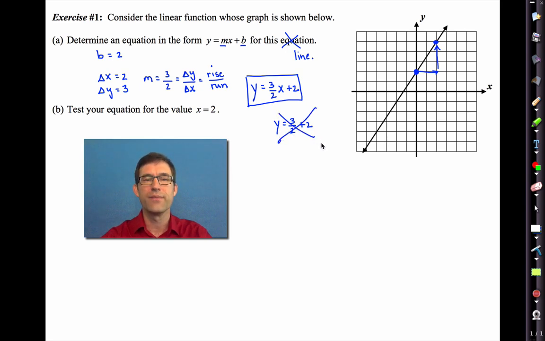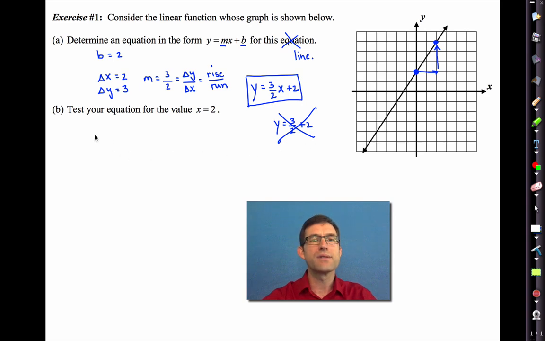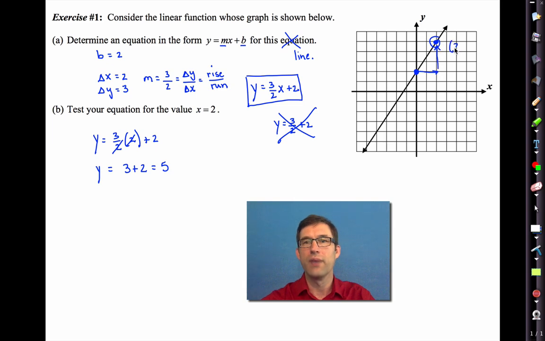It's kind of important. Now, notice letter B says, test your equation for a value x equals 2. So what that means is that if we take 2 and we substitute it into our equation, it should predict the correct y value. Well, these two 2's cancel, and that just gives us 3 plus 2, or 5. Now, is that the point here? Well, let's see, 1, 2, 3, 4, 5, you bet. Right, the point 2, 5 lies on that line, so we have it.